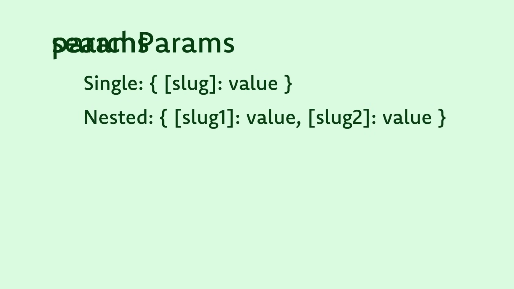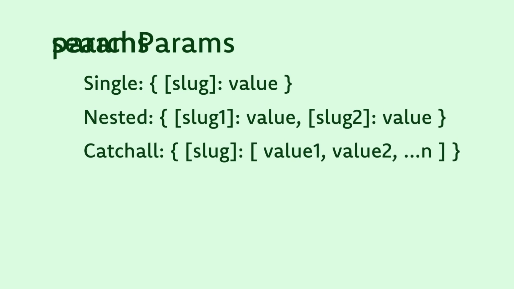For example, if your dynamic route is simply slug, a single key value pair of that slug will be returned. If your dynamic route is nested with different names, you will receive an object with key value pairs for each dynamic folder's name and the value it returns. If you're using a catch-all route, you will receive an object with a key that contains an array of values based on what the URL bar says.